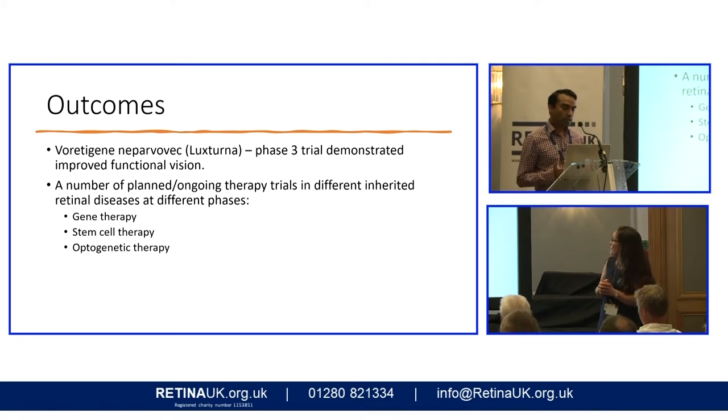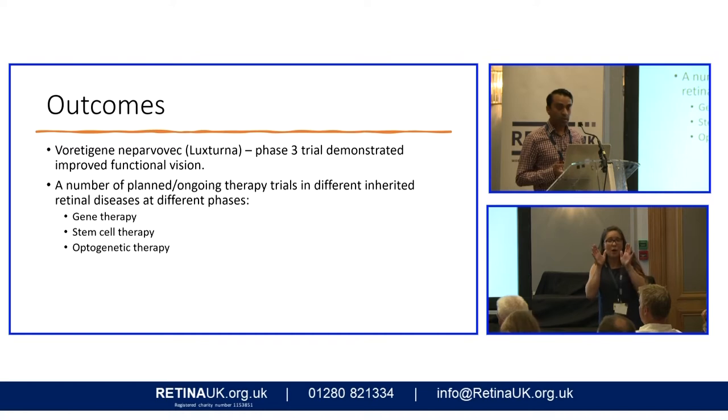And since then, there's been a number of planned or ongoing treatment trials in different inherited diseases at different phases. Other gene therapy trials are ongoing, as I said, at various phases and in various conditions, including but not limited to ABCA4 related retinopathy, so Stargardt disease, choroideremia, achromatopsia, and different forms of retinitis pigmentosa, such as X-linked retinitis pigmentosa or RP related to Usher syndrome.